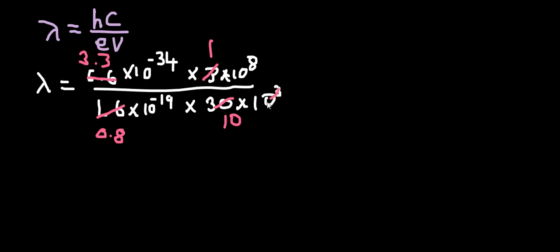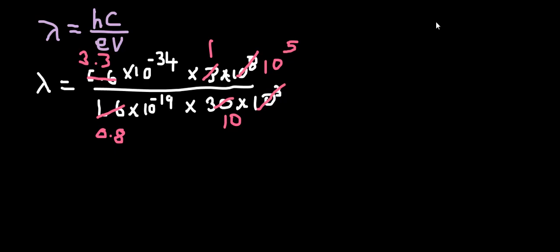So 10 power 3, 10 power 3 can be written as 1 with 3 zeros. And here 8 zeros: 1 2 3 4 5 6 7 8. So 1 and 1 cancel, these zeros cancel, and the remaining is 5. The remaining is going to be 10 power 5, right? 3 zeros cancelled. Here 19 zeros are going to be cancelled.